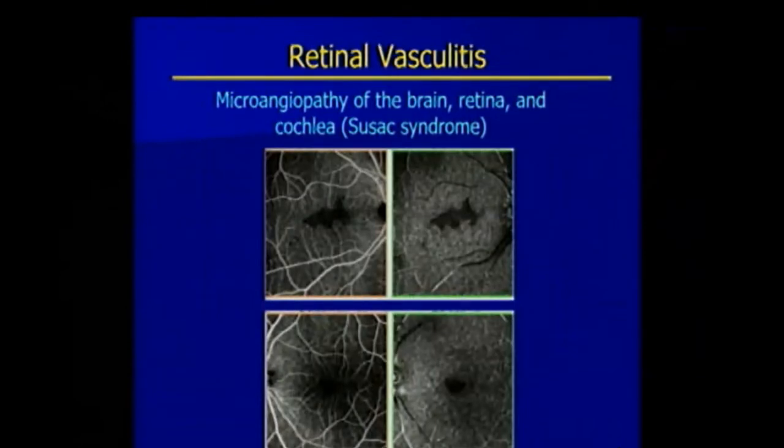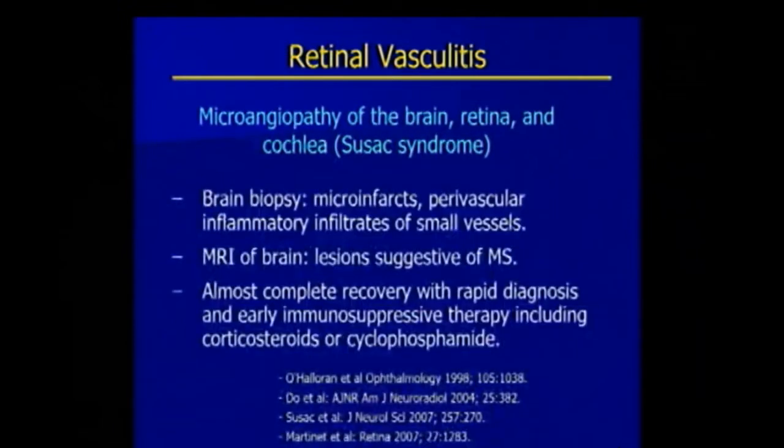We did angio-OCT that showed more or less the same finding as fluorescein angiography, occluded capillaries in the fovea. The brain biopsy in this patient showed microinfarctions and perivascular inflammatory infiltrate of the small vessels, and MRI of the brain showed lesions suggestive of multiple sclerosis. Why is it important to make the diagnosis? Because you can save the life of the patient by immunosuppressive therapy, including corticosteroids or cyclophosphamide.